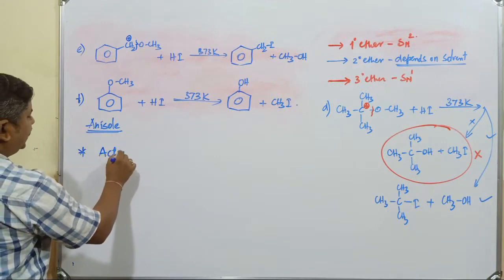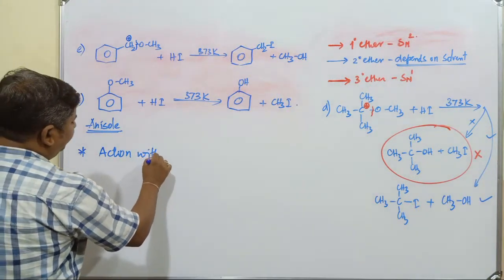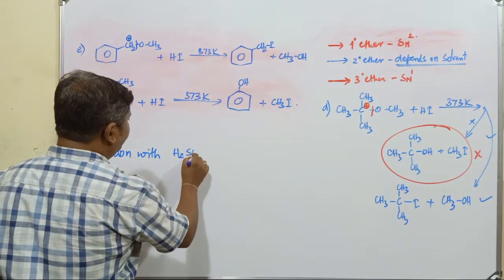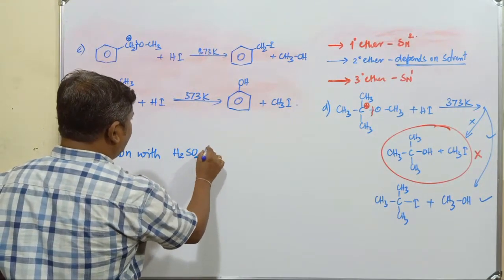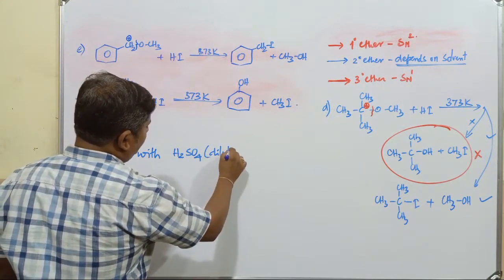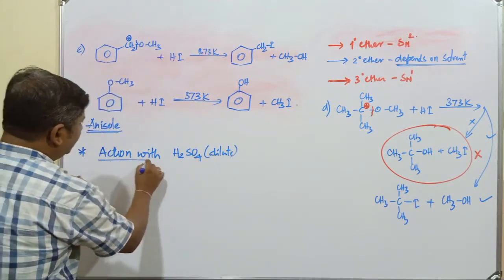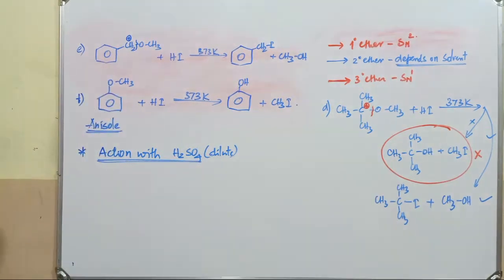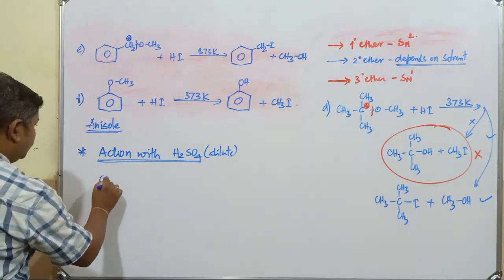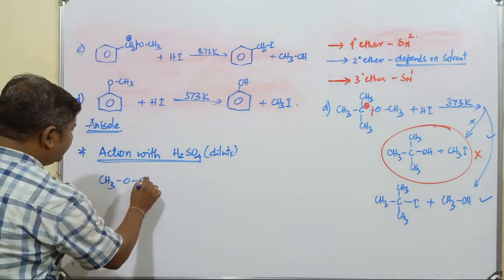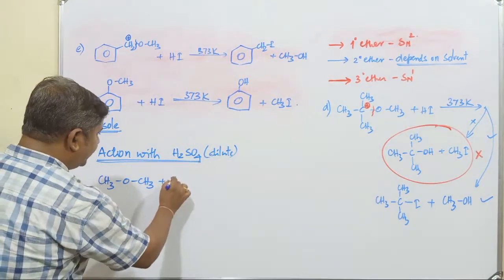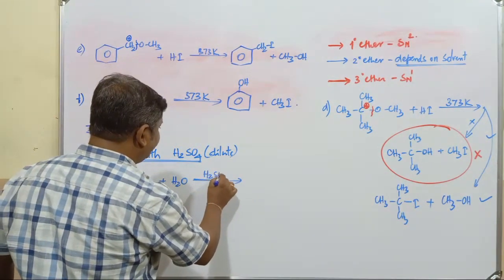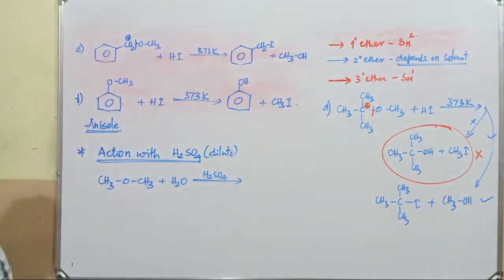Next reaction. In this reaction also cleavage of the carbon-oxygen bond takes place. Action with dilute H2SO4. How do these ethers react with dilute sulfuric acid? Remember, here also cleavage of the carbon-oxygen bond takes place. This is CH3OCH3. Dilute H2SO4 means water is there, in presence of acid H2SO4. No need to mention dilute because water is already mentioned.